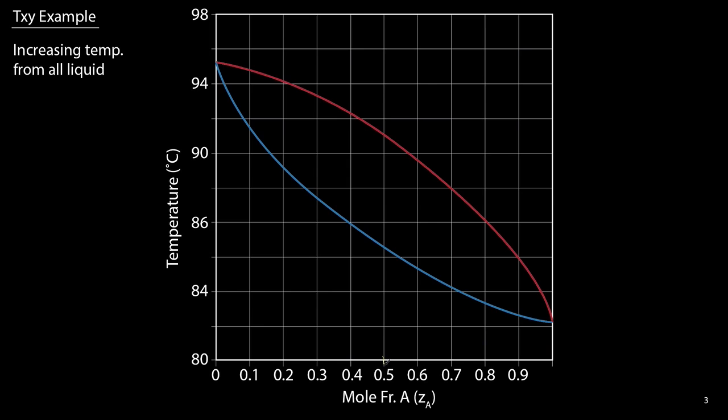Let's start off with a 50-50 mixture of A and B, and we'll start to heat it up. As we heat it up, we're still liquid, and we remain liquid until the point where we hit the bubble curve. This is where we form our first droplet, and that would be at a composition here given by YA that we would trace back down to the x-axis. If we continued to heat it, we would fall into the two-phase region. So let's say we heated it up to 86 in this case.